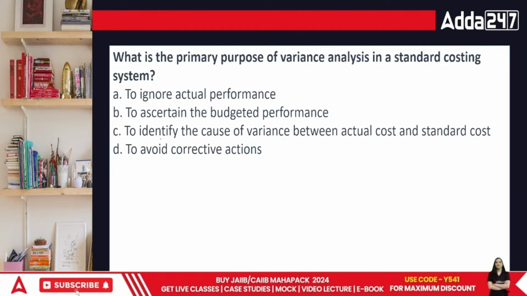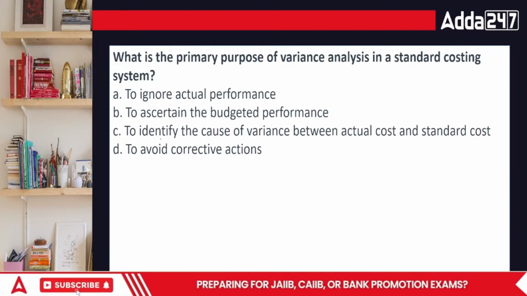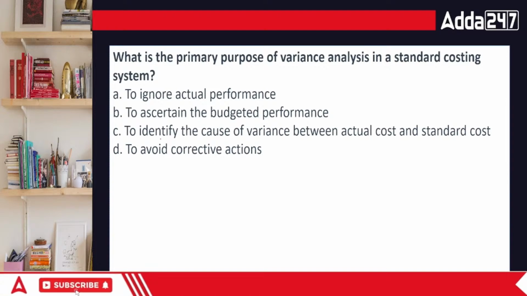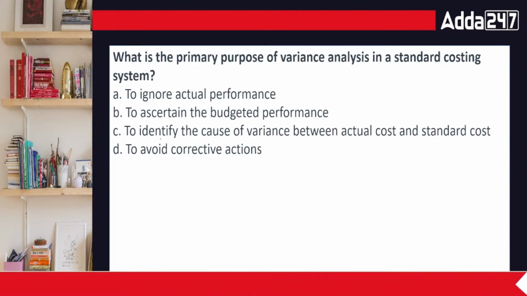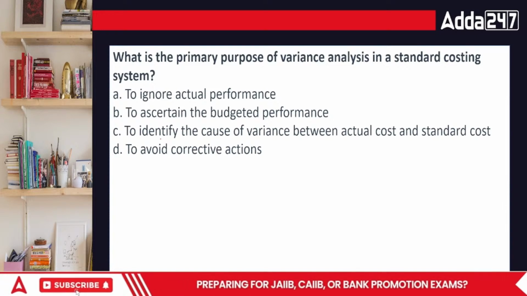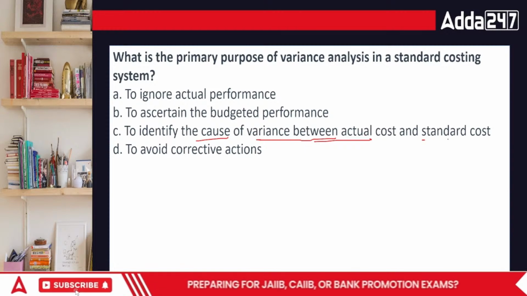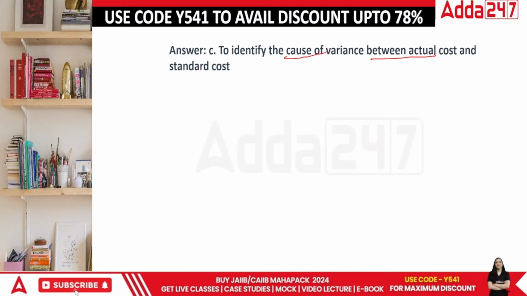Next point, what is the primary purpose of variance analysis? When we talk about the primary purpose of variance analysis in standard costing system, is it to ignore the actual performance? If we ignore the actual, how will we correct it? It's wrong. To ascertain the budgeted performance, to identify the cause of variance between actual cost and standard cost, or to avoid corrective actions. The primary purpose is to find the variations and also find the reason for the variations, not only the variations. Once you see a variation, you have to find it and we have to correct it, to identify the cause of the variation between actual and standard costs.